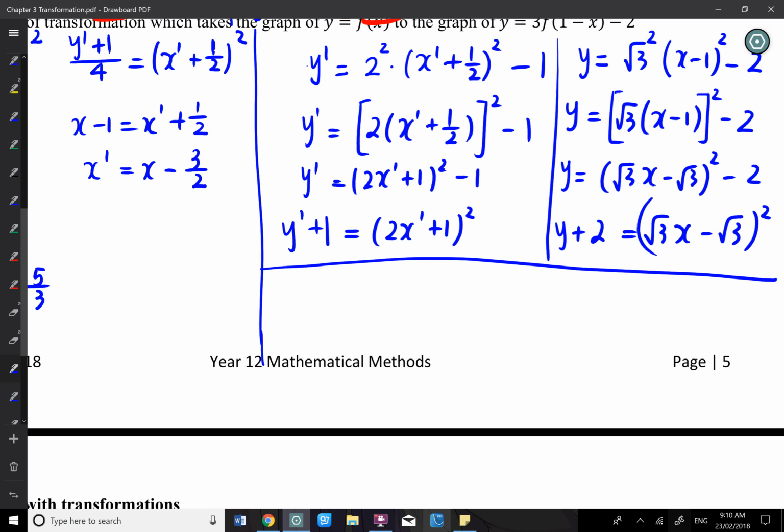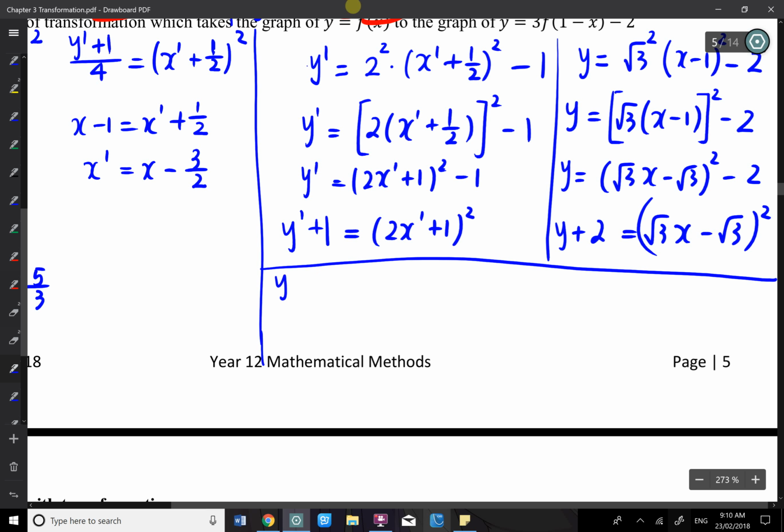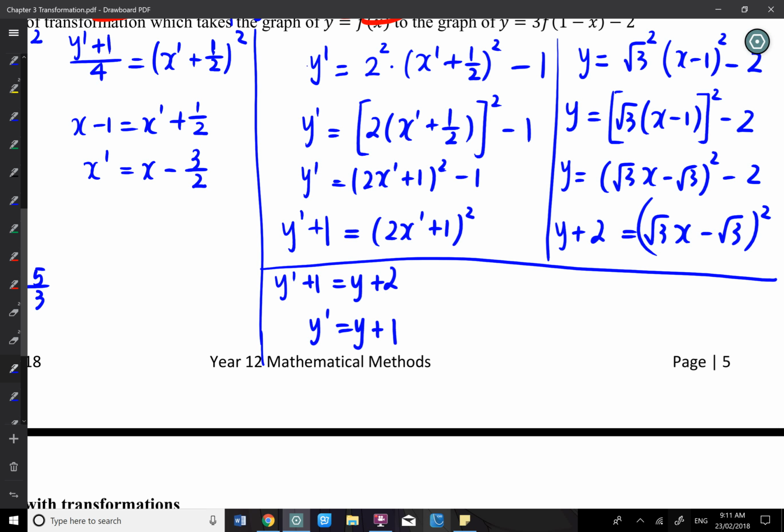Okay, so I will equalize both sides. Y dash plus 1 equals y plus 2. Y dash equals y plus 1. Okay, y side is really easy now. The x side is more complex now.